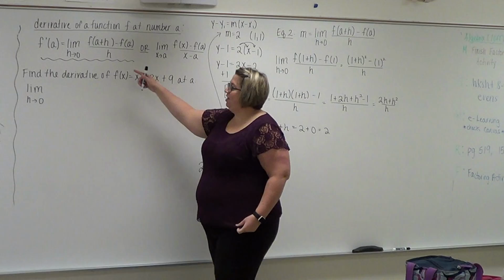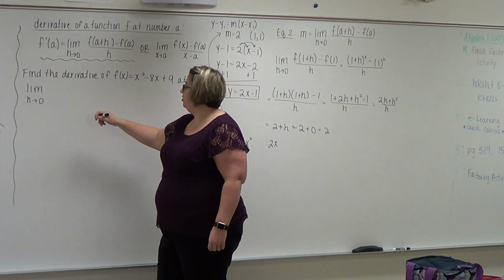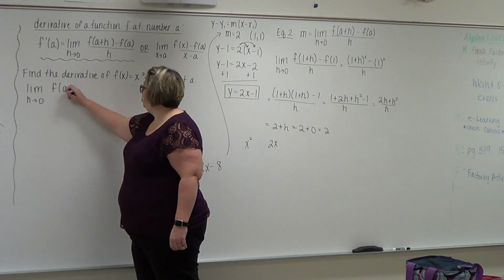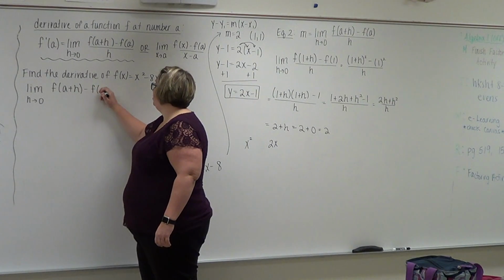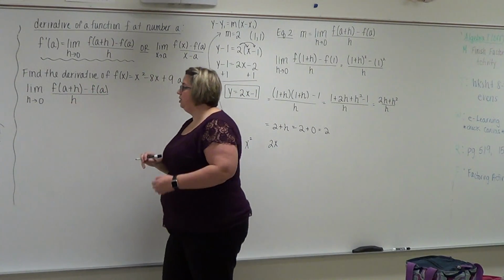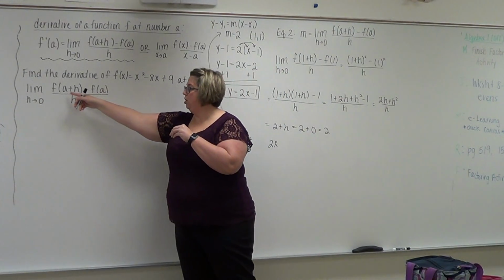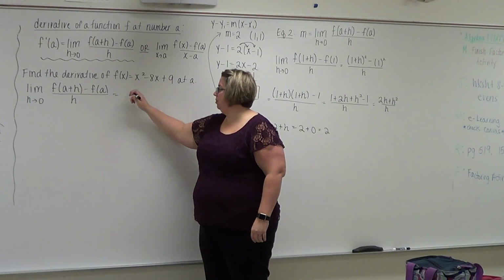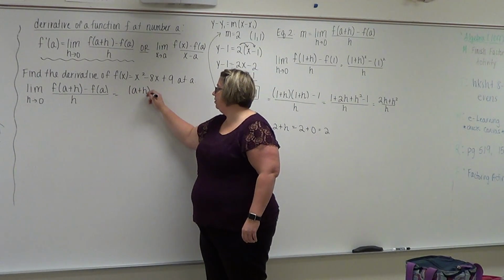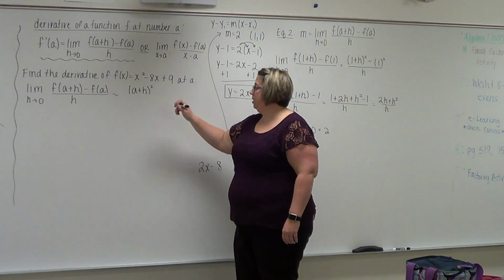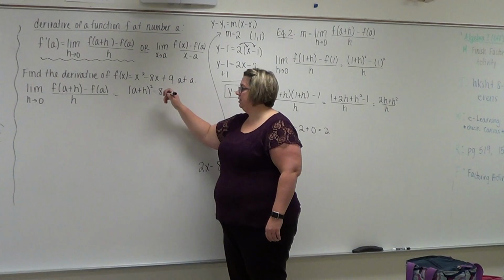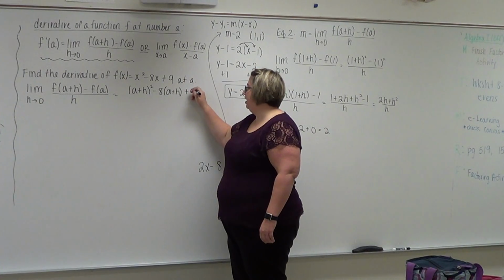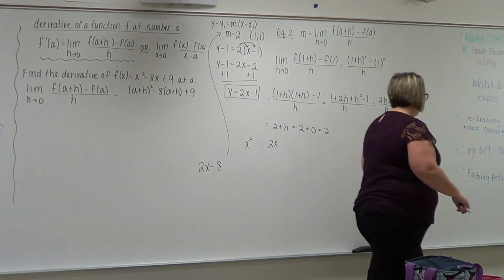Okay, so it's the limit as h goes to 0. I'm going to write this out so you can see it. We're putting in a, right? This is my formula. For my x's in this first part, we're going to put in a plus h. So instead of x squared, I'm going to put (a plus h) squared, minus 8, and then instead of x, I'm going to put a plus h, and then I have plus 9.